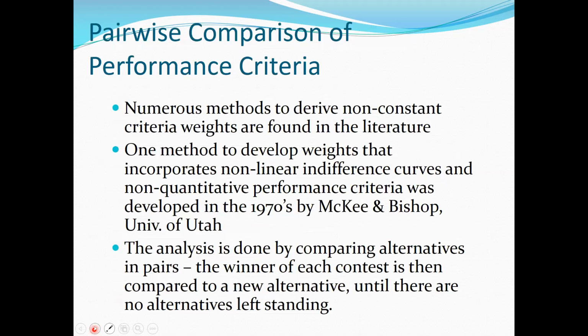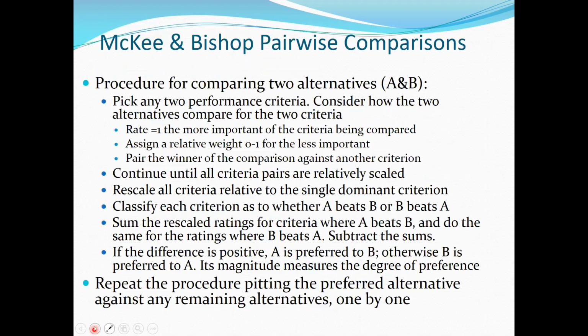So how do we do non-constant criteria weight? One method to develop non-constant criteria weight is to incorporate non-linear indifference curves and non-quantitative performance criteria, by McKee and Bishop. Here, it's kind of like an incremental analysis. We compare alternatives in pairs, and then the winner of each contest is compared to a new alternative until there are no alternatives left standing. Okay, so let's look at how we perform the pairwise criteria approach.